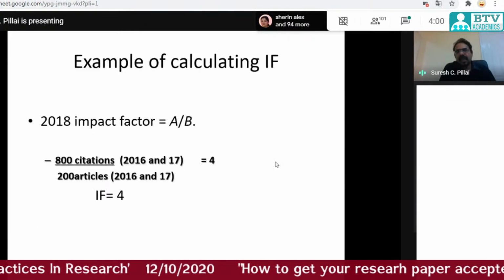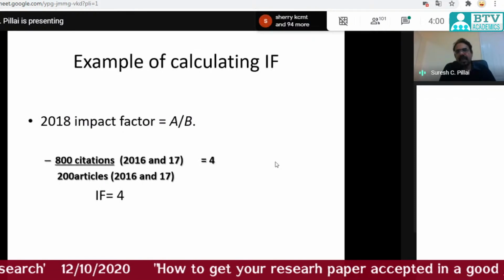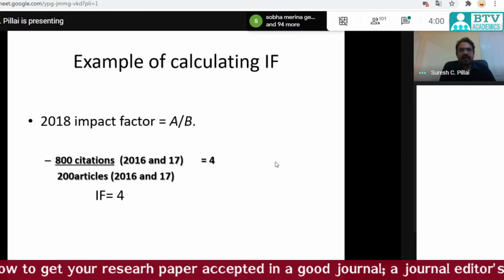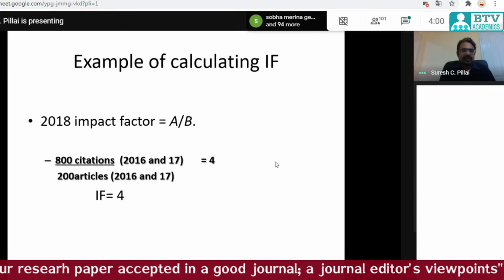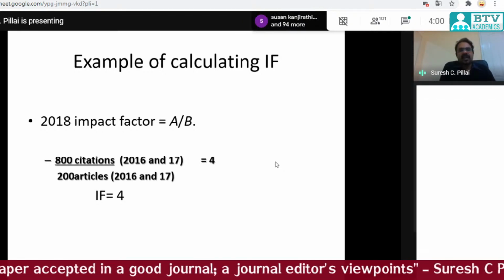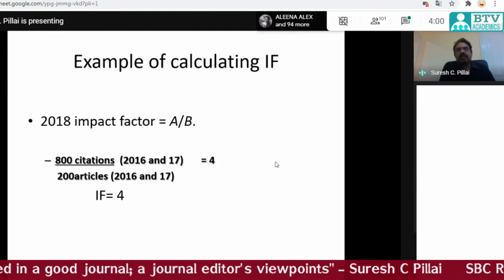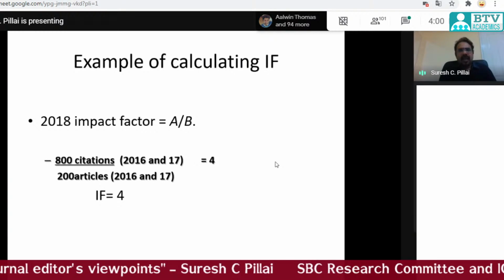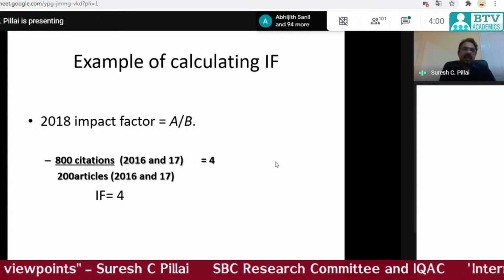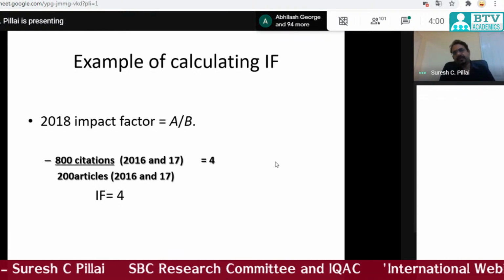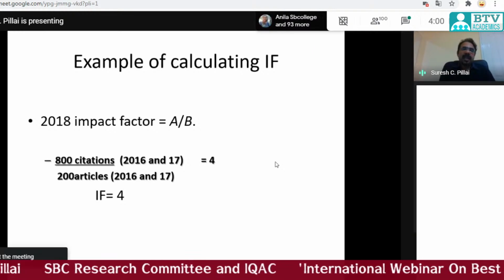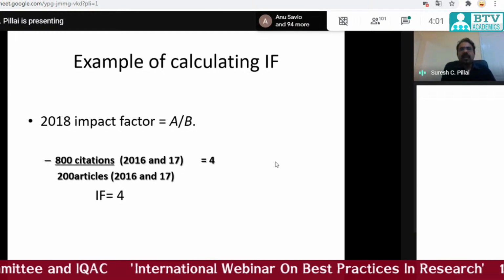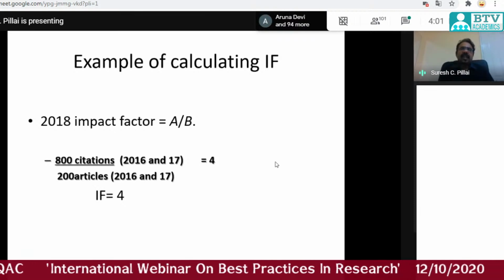For example, if you want to calculate the 2018 impact factor, the whole publications from that journal got 800 citations in 2016 and 17, and they published 200 articles. So 800 citations over 200 articles will give 4. So the impact factor of that journal will be 4. If it has got 1600 citations and 200 articles, the impact factor would be 8. Or in another case, if they have published 800 articles and it got 800 citations, the impact factor would be 1. So by looking at the impact factor of the journal, you can see how impactful the journal is.